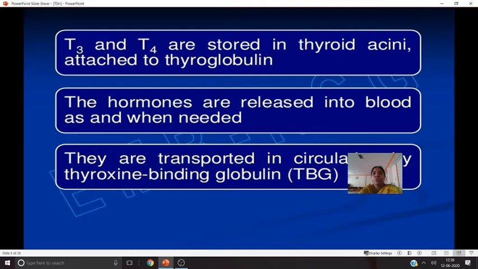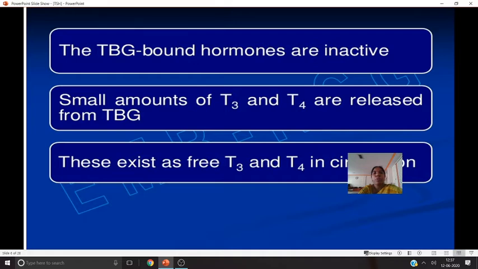So it is stored in the thyroid gland. The hormones are released into the blood as and when needed. Whenever required, the hormones are released into the blood. They are transported in circulation by thyroxine binding globulin, that is TBG. So one protein is required for transport. The TBG-bound hormones are inactive.